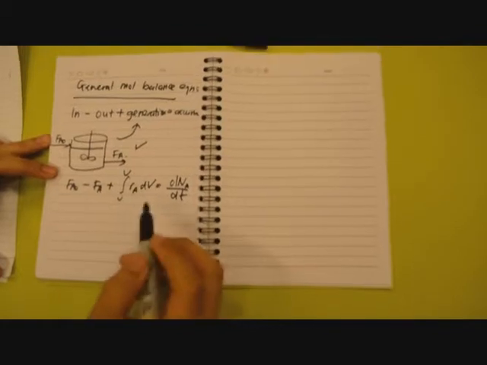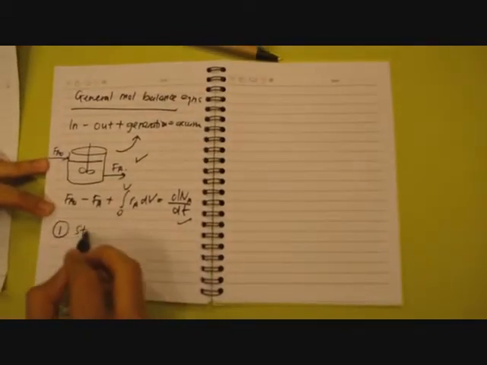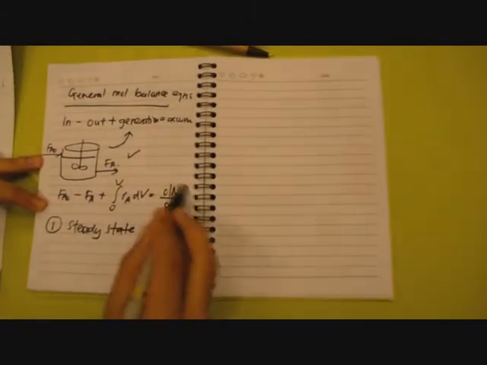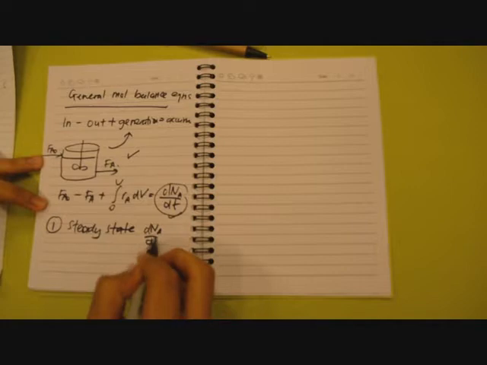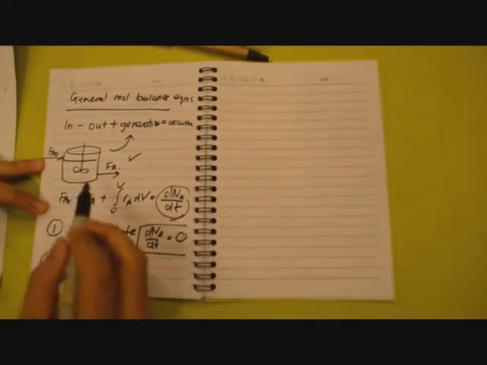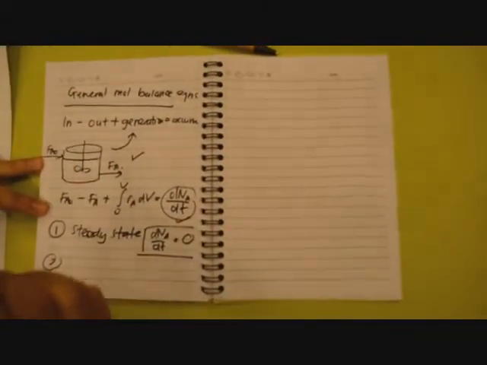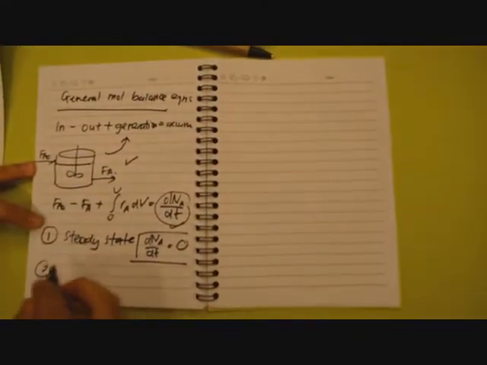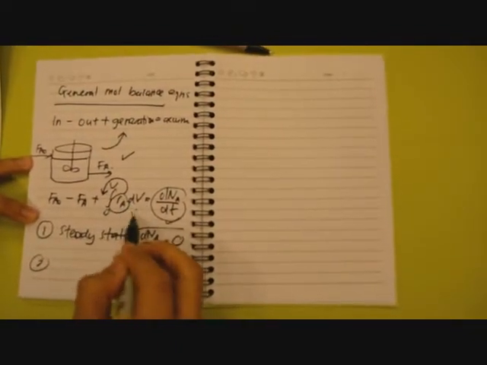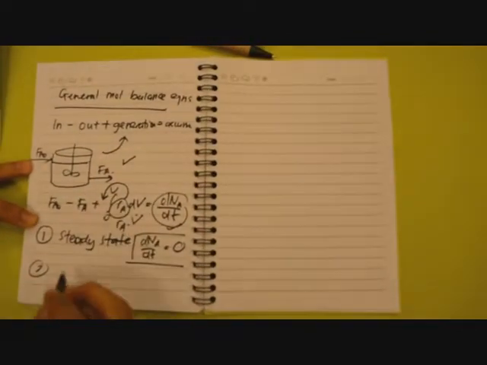Alright, let's separate the terms one by one. We go with the accumulation term first. The first assumption is that this is a steady state reaction. Steady state means there's no change with time, so your dNA/dt term becomes 0. Number two, since this is a CSTR, we assume the rate of reaction taking place throughout the tank is the same, since the composition is uniform throughout the whole tank. So RA becomes constant, and we can take it out of the integral. When you integrate dV from 0 to V, you get V. So your generation term becomes RA V.